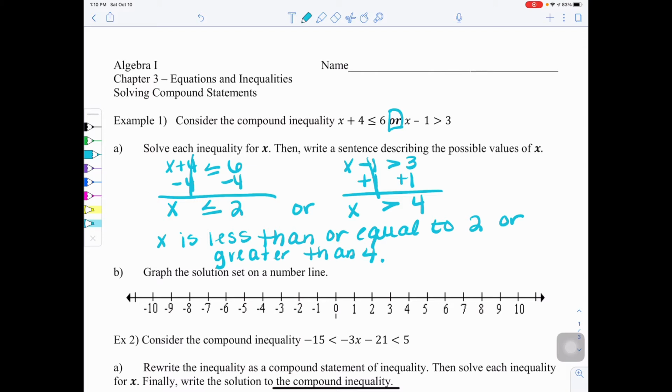So now this is where the graphing from our previous lesson is going to come into play. Now remember, this is an or. So this is not where we're going to have overlapping graphing and the things are sandwiched in between. This is you're in one place or you're in the other. So x is less than or equal to 2 means I'm going to have a filled in circle at 2, and I'm going to shade where it's less than that.